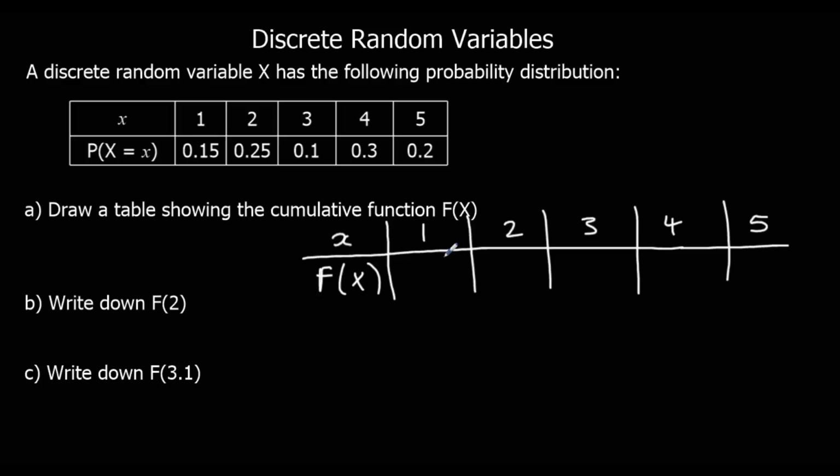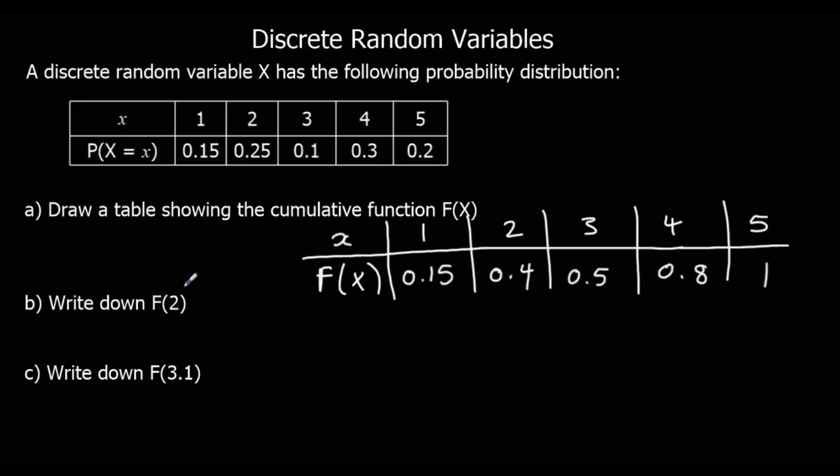So everything up to and including 1, that's 0.15. And then for 2, we're going to add 1 and 2. So add the probabilities of 1 and 2. So 0.15 plus 0.25, that's 0.4. For 3, we're going to add the probabilities of 1, 2, and 3. So that's 0.5. For 4, we want the probabilities of 1, 2, 3, and 4. So that's 0.8. And by the time we get to 5, we've got all the probabilities added up. So we should have one whole.